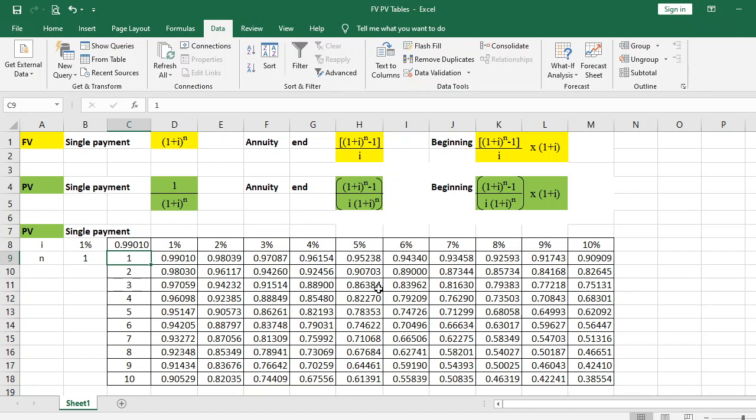Okay. What does this table state? Let us take again this one. 10 years at 10% interest rate. The value is 0.38554. What does it state? For 1 rupee that we receive at the end of the 10th year is equal to 0.38554 at the beginning of year 1 at 10% interest rate.